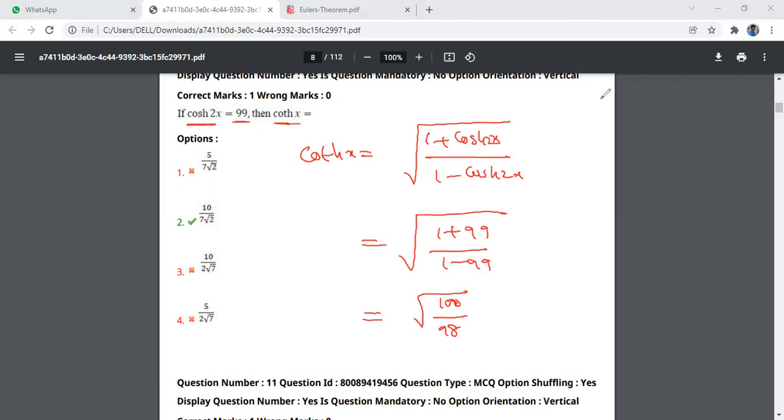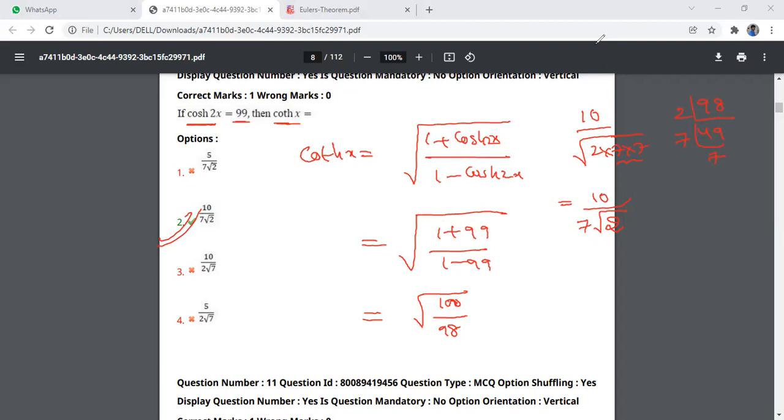Root 100 means 10. For root 98, if you don't know, just do the LCM. I am doing it for you: 98 is 2 into 7 into 7. Whenever two same numbers are multiplying inside the root, we write one outside. So one 7 comes out and the 2 remains inside. So it is 10 by 7 root 2. This is our option. Okay.